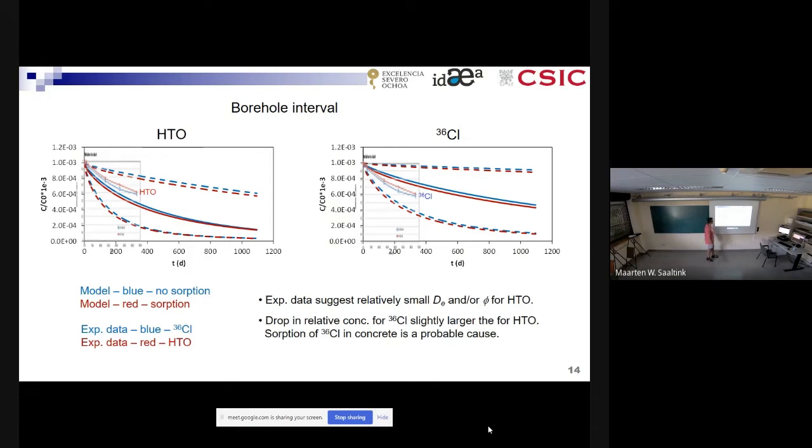Actually, the prediction was not so far off. But what is interesting again is the fact that the measured blue line is below the measured red line. And in principle, it should be the other way around. What this is telling us is that probably sorption is quite strong.